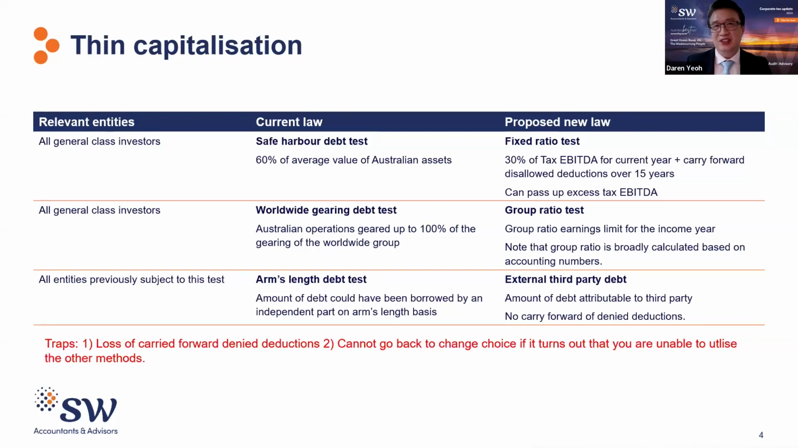The second positive change is that a lower entity can pass up its excess tax EBITDA to its controlling entity, provided that certain conditions are satisfied. And we'll talk more about this.